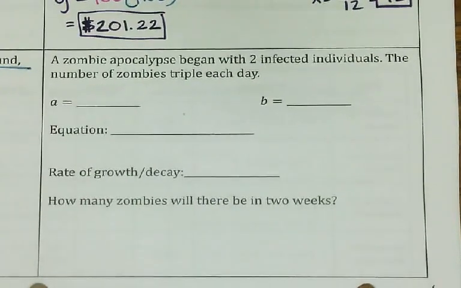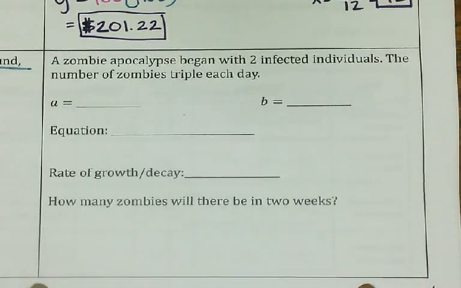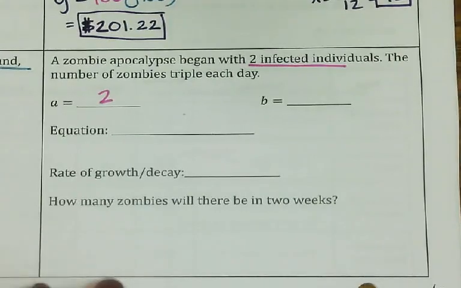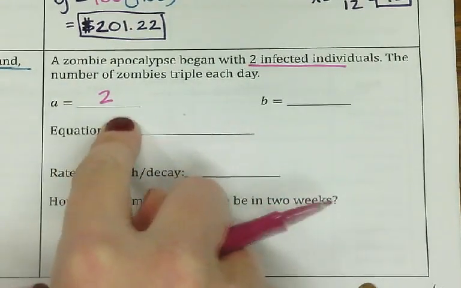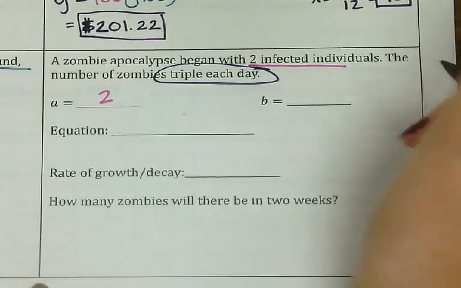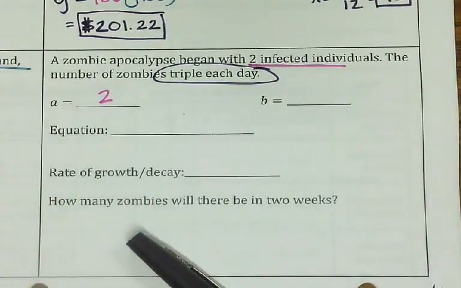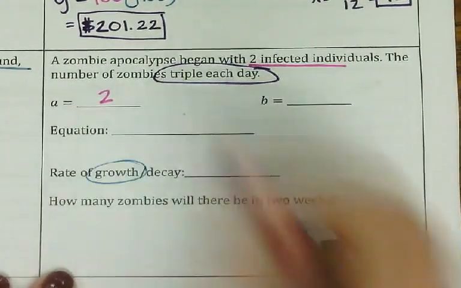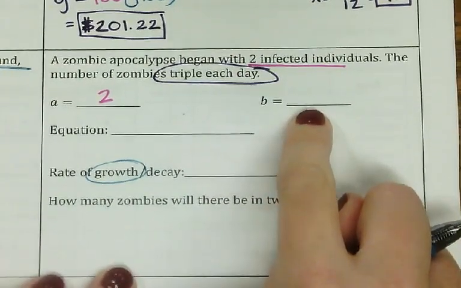The zombie apocalypse begins with 2 infected individuals. I don't know, maybe they're married, whatever. So we've got 2 little infected zombies, but the zombies triple every day. So 2 is our starting amount. But if it triples, that's going to be growth, right? So if it triples, what's my B value going to be?